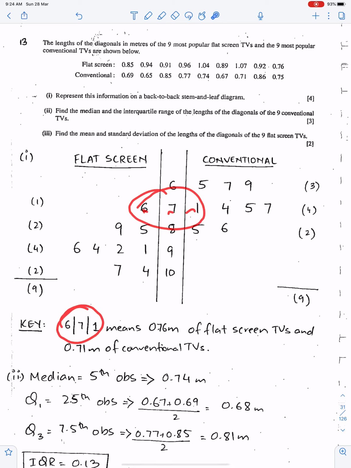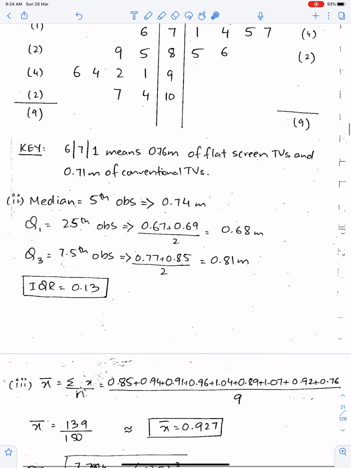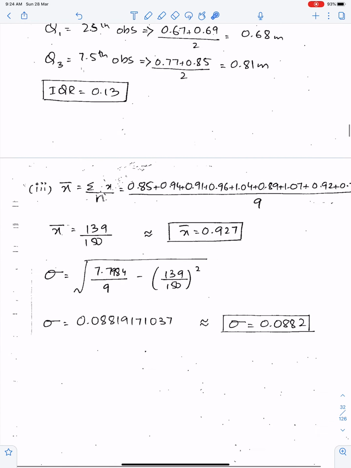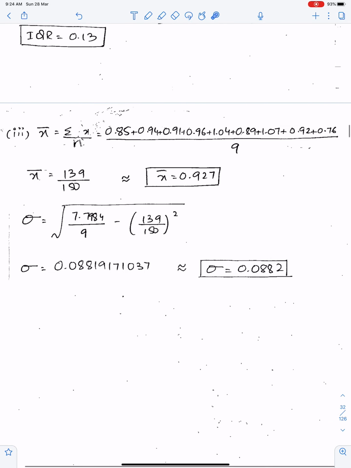671 means 0.76 meter of flat screen TVs, and this means 0.71 meter of conventional TVs, and get the median and etc. And get the interquartile range and mean and standard deviation. These are the formulas, sigma x over n, and this is the way to get standard deviation.